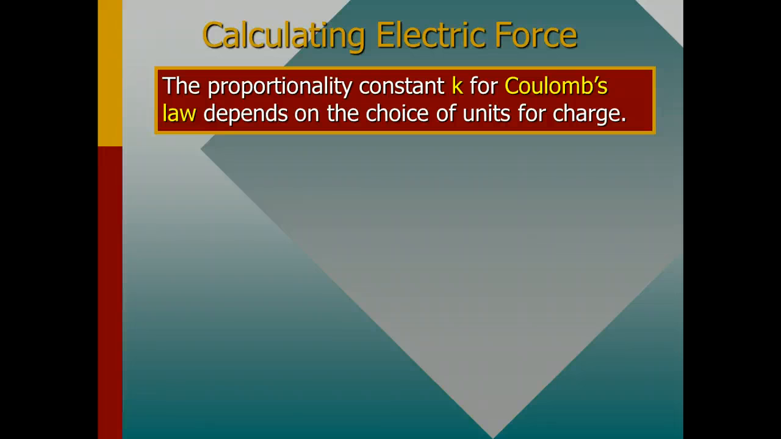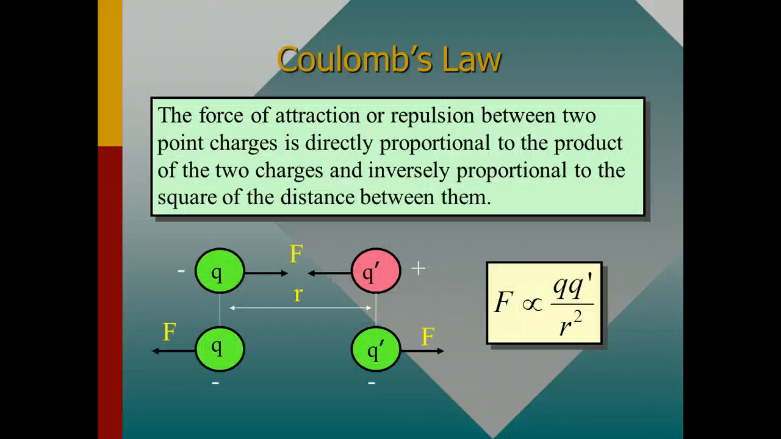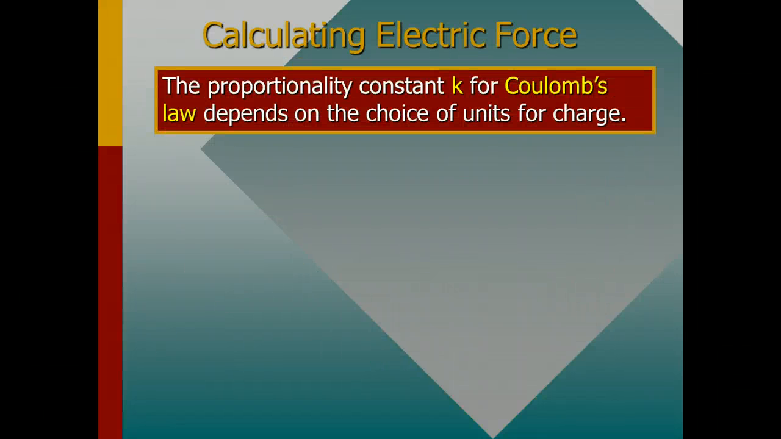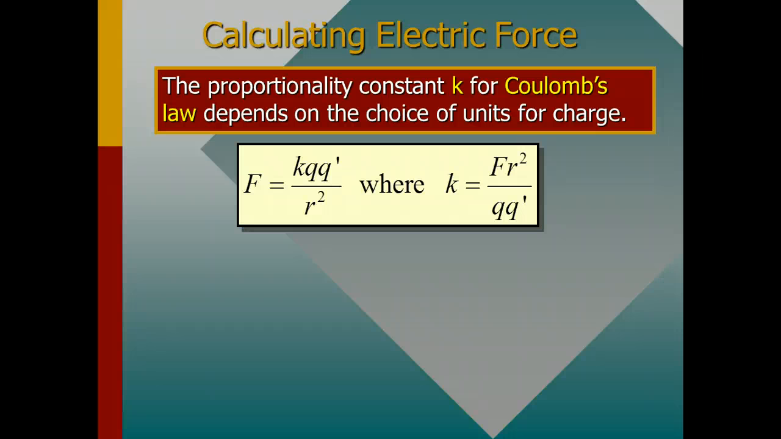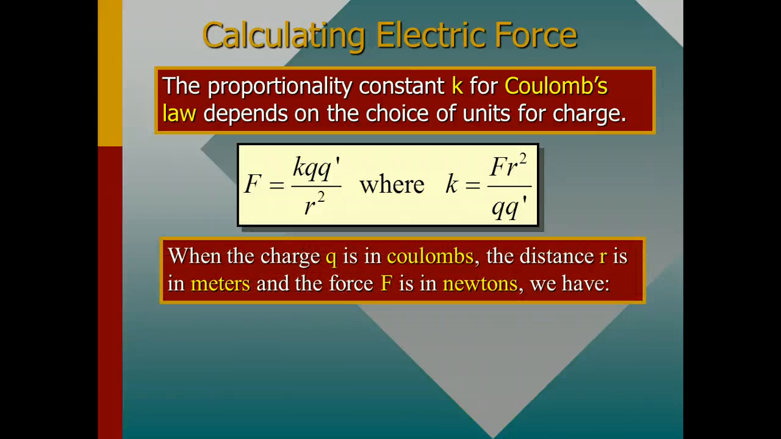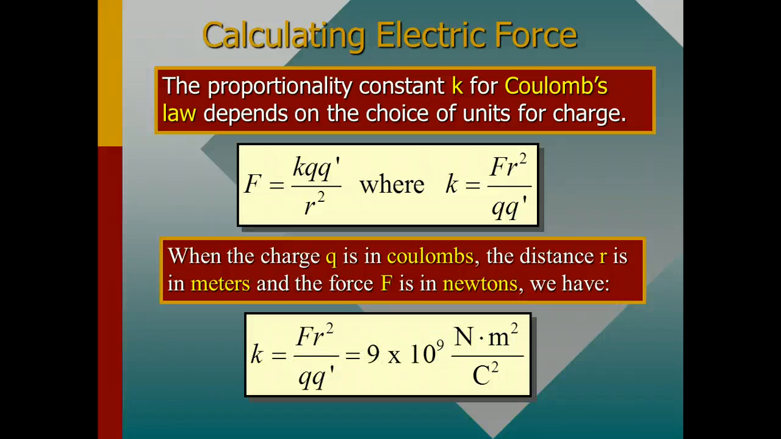Now, to actually calculate the electric force, we have to know a proportionality constant. That's the number that comes in front of here, right? Because we said this was proportional to that, but it's not exactly equal to it because there's some proportionality constant. So the proportionality constant depends on our choice of units for charge. So this is where we typically are going to have to use coulombs as our final answer. So when our charge is in coulombs and the distance is in meters and the force is in newtons, we have the resulting value of our proportionality constant to be 9 times 10 to the ninth.